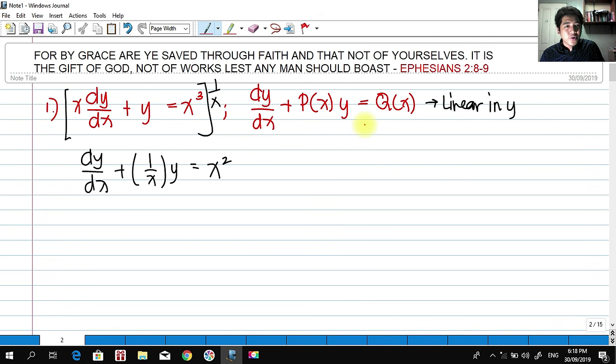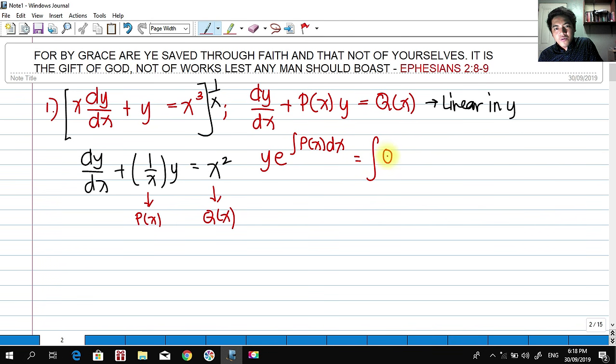As you can see here, we have written this DE already in the form of a linear in y differential equation. Why? We have dy over dx, that's a check. We have p of x, this is now our p of x, multiplied by y, and this is now our q of x. And a while ago, we have a formula that if the differential equation is linear in y, we can solve it: y times e raised to the integral of p of x dx is equal to the integral of q of x times e raised to the integral of p of x dx, and dx here.